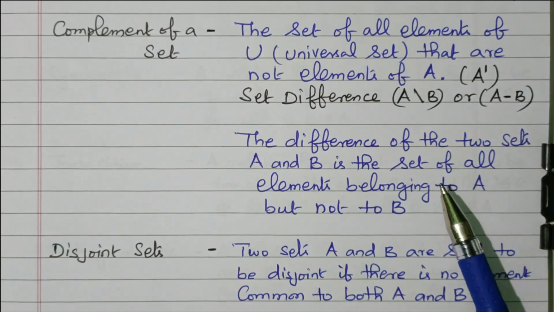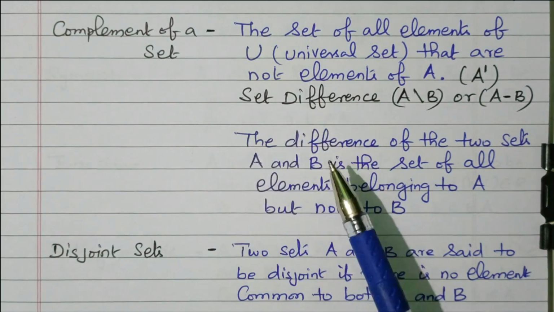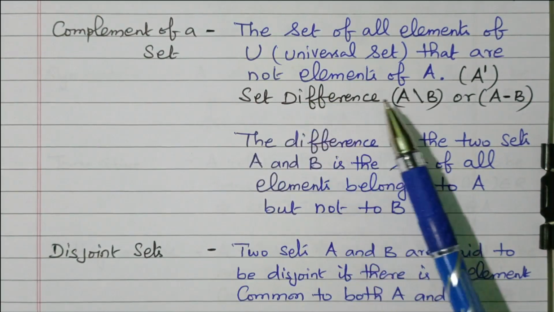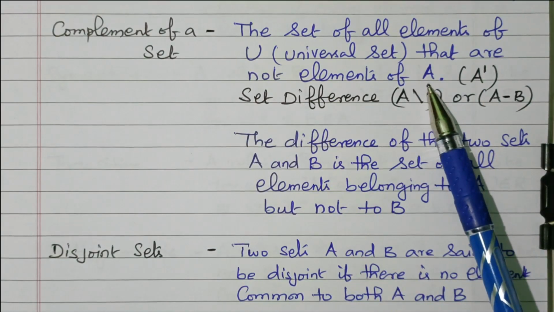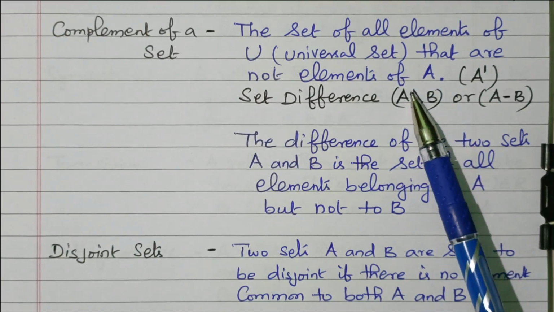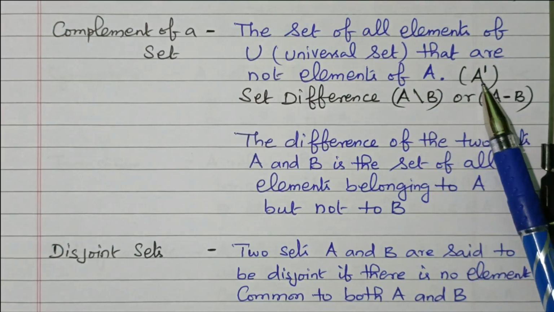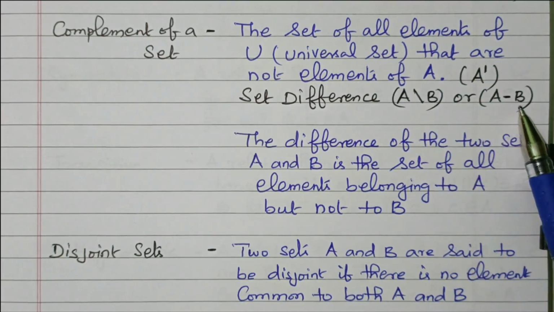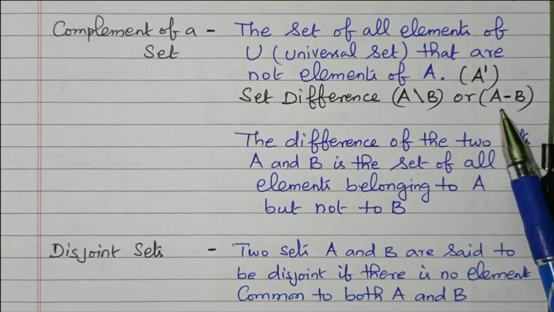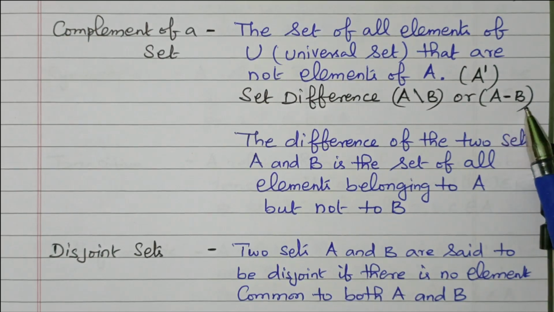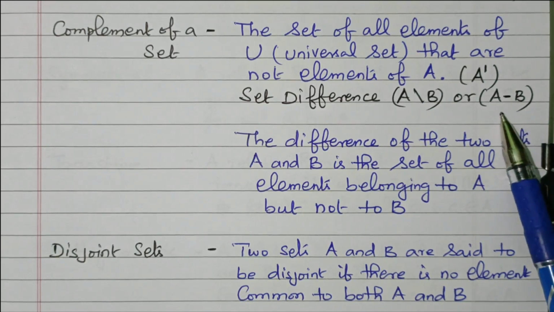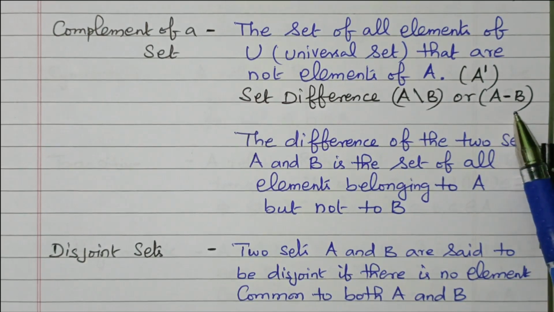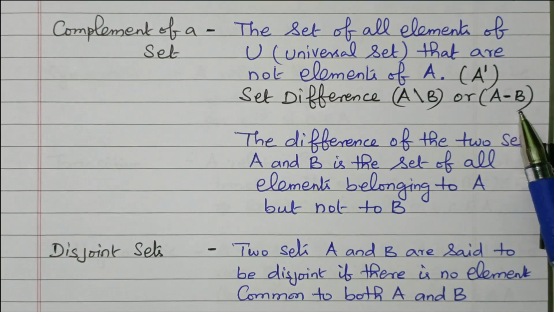That is called the complement of a set or set difference. Complement of a set means the elements not available in A, which is A dash. A slash B or A minus B means the elements in B are deleted from A, so that A minus B will give only the elements available in A. The elements in B are neglected, deleted.